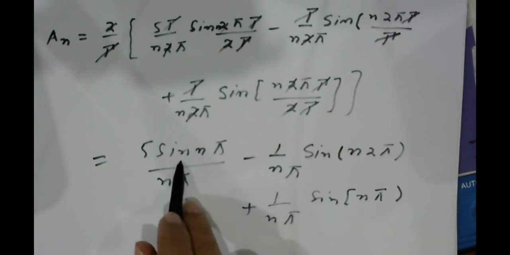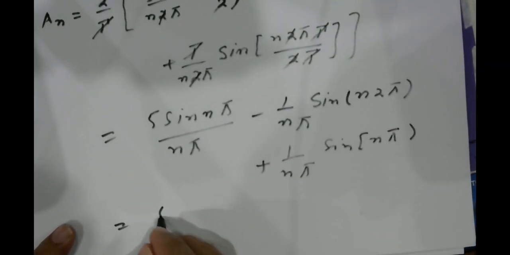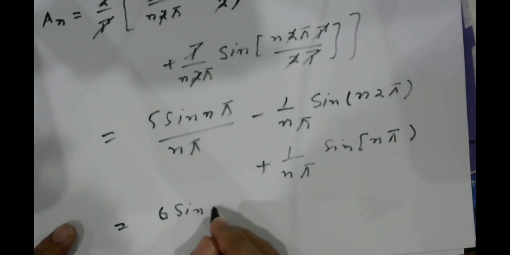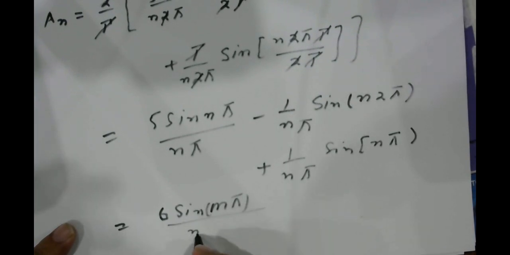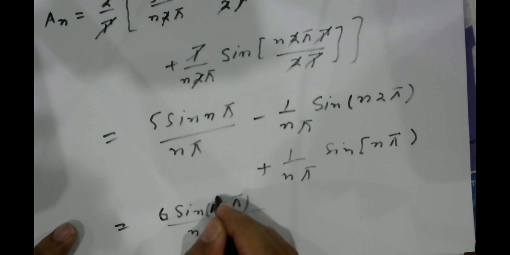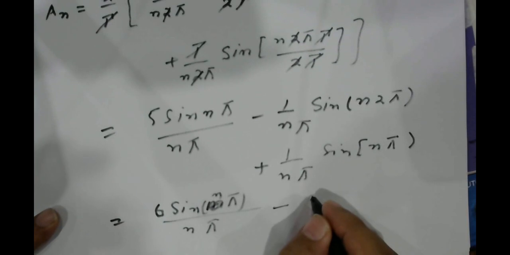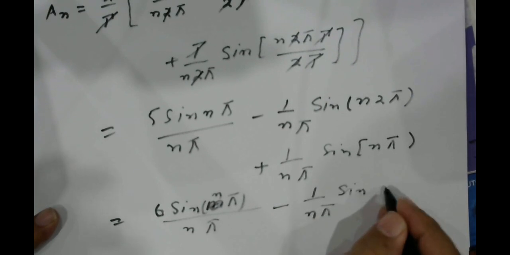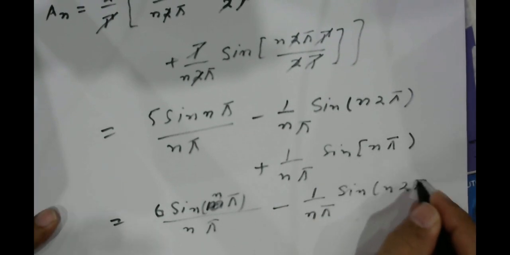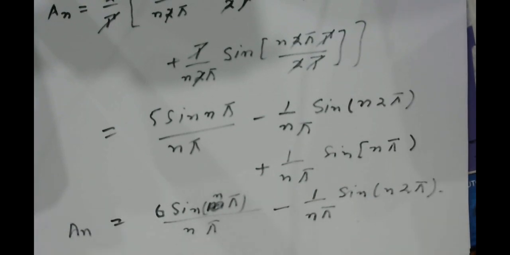You can see that this and this can be added together, so we can add them together. This becomes 6 sine n pi, okay, divided by n pi, and minus 1 by n pi sine of n 2 pi, okay. So this is your a n. You will get an interesting result over here.